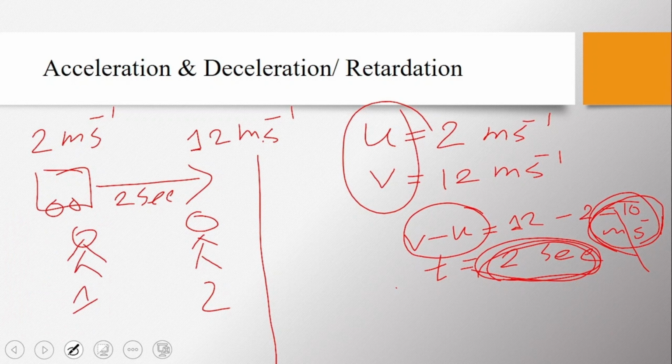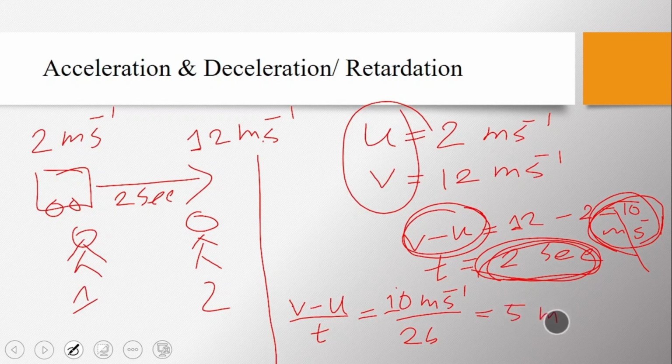Okay, then here, how can you find the difference of velocity in 1 second? Let's see. The difference of velocity is v minus u. And if you want to find that in 1 second, then we'll divide it by time. So the difference is 10 meter per second, and the time was 2 seconds. Right. So what is the answer? That is 5 meter per second square.